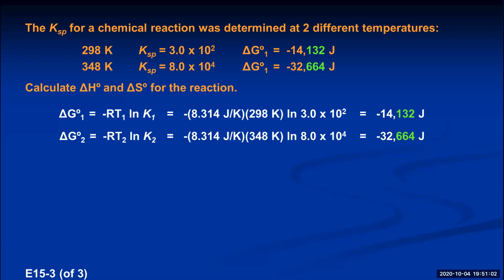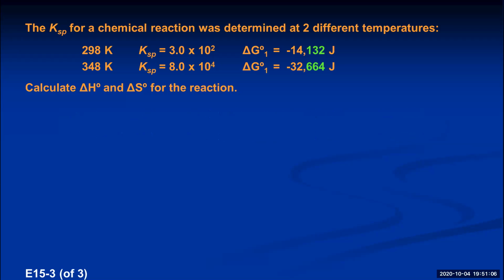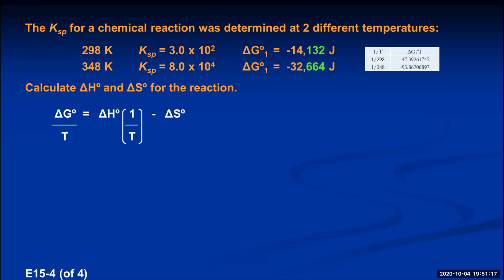So with these, now we can actually make a graph, and you're going to wind up doing this on Excel. So on Excel, to make this graph, the x-axis is 1 over T, the y-axis is delta G naught over T, so you have to put the columns in that order, the x values first, the y values second. So our 1 over T column can be calculated in Excel by going equals 1 divided by 298, and the 1 over 348 can be calculated by going equals 1 over 348.